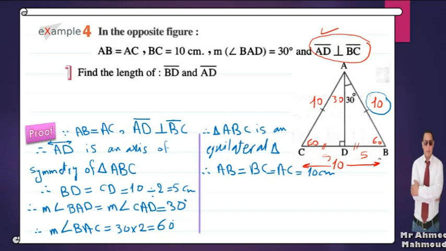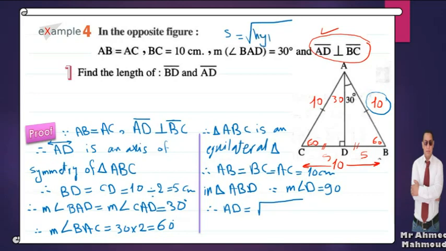Okay, in triangle ABD, since the measure of angle D equals 90 degrees, therefore AD equals the square root of the hypotenuse to the power of 2 minus the side to the power of 2, which is 10 to the power of 2 minus 5 to the power of 2, which equals 5 square root 3.